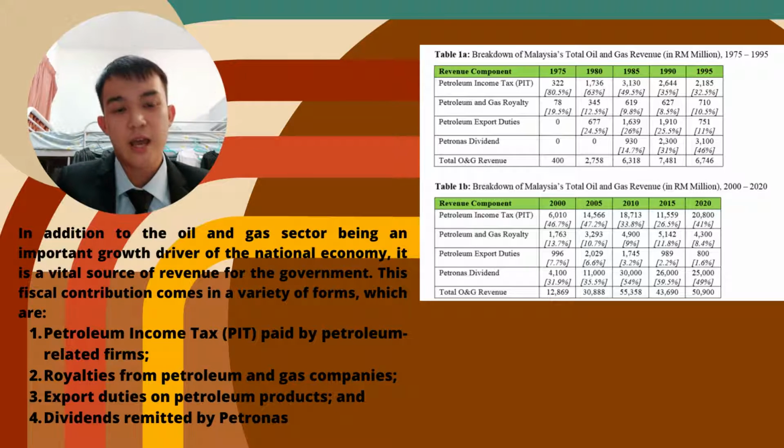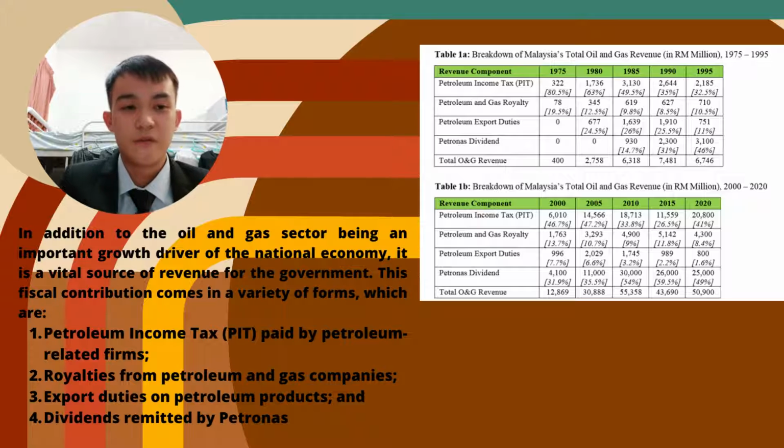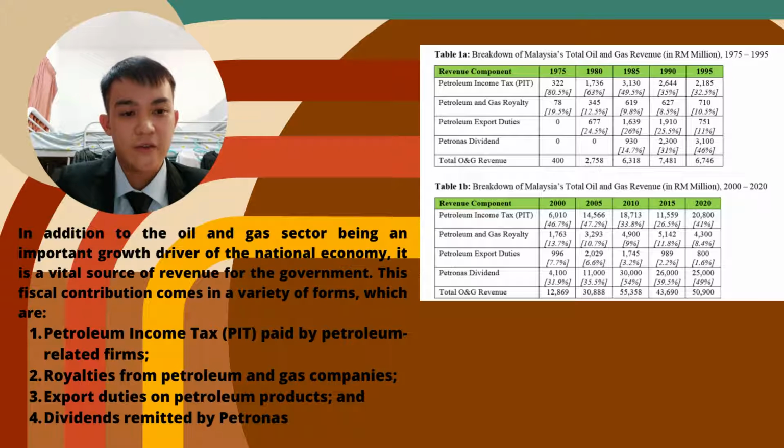So the tables here, A and B, represent the changing composition of oil and gas revenue over the past 50 years. In the first years, revenue sources were long-lasting. However, since the mid 1980s, Petronas has paid dividends to the Malaysian government, around 15% in 1985. This has increased to approximately half of the total petroleum-related revenue in recent years. Consequently, the relative importance of established contributions such as petroleum income tax and petroleum gas royalty has decreased, and the more discretionary Petronas dividends have become the second source of oil-related revenue over time.